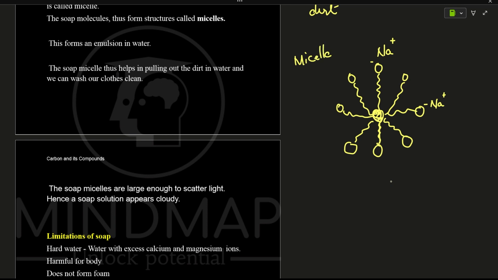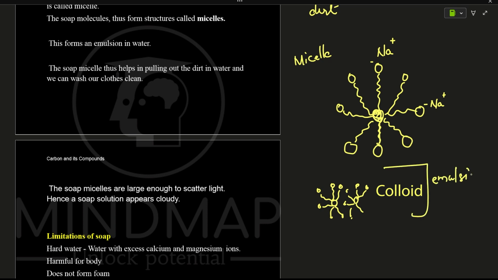Now this will not be just one micelle, there will be many micelles in the solvent. So many micelles will be there in the solvent, and they collide and form what is known as an emulsion. They will form an emulsion in the solvent. And what is suspended inside the emulsion? At its center there is dirt.